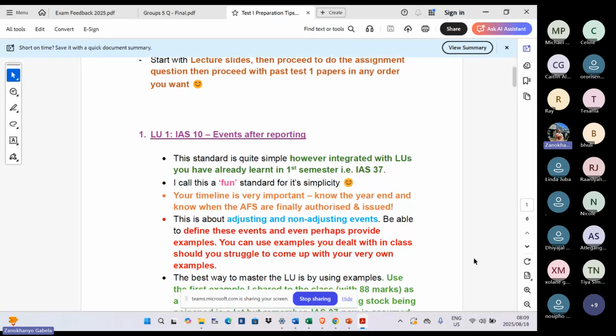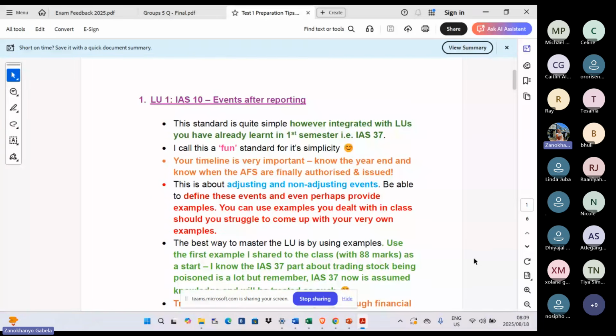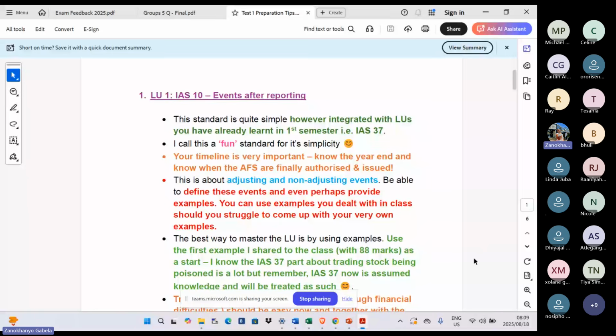So without wasting any time, the very first thing you will need to know is whether it's an adjusting or a non-adjusting event. You are going to have to state that. So the questions are going to be exactly asking you, is this an adjusting event or a non-adjusting event?